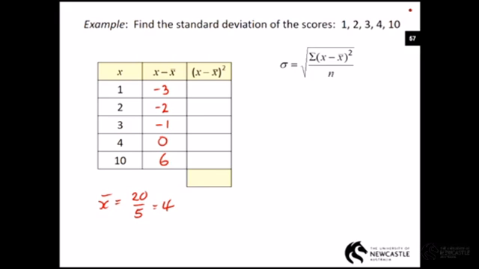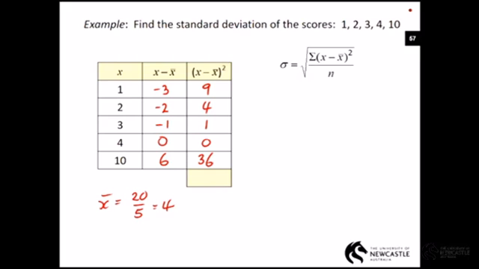The next column just says square everything you just got. Right, I know minuses are going to become pluses. Minus 3 squared is 9. Minus 2 squared is 4. Minus 1 times itself is a 1. 0 times itself is 0. And 6 times itself is 36. Okay.